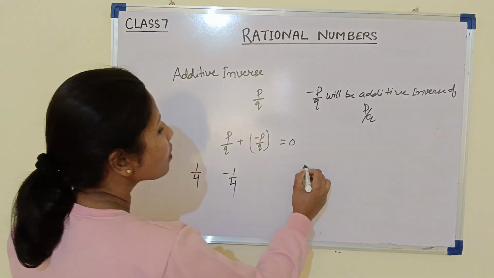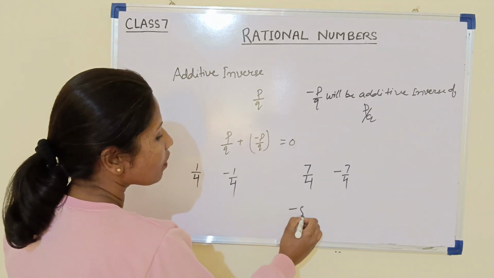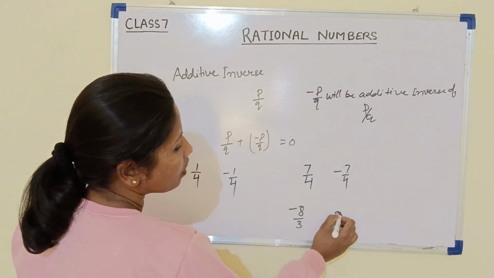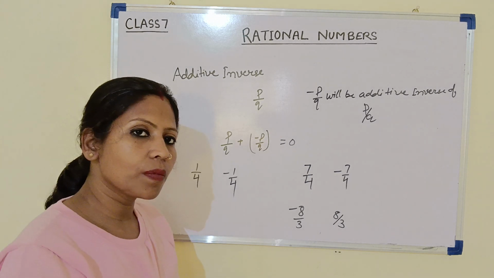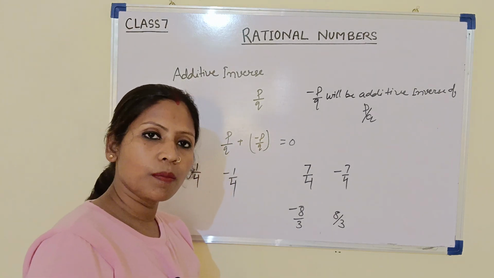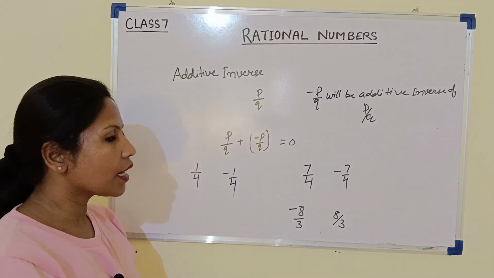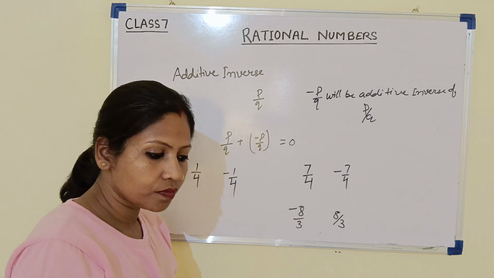If I ask you what would be the additive inverse of 7 by 4, it's minus 7 by 4. What is the additive inverse of minus 8 by 3? It's 8 by 3. So it's just a positive number. For a positive number, the additive inverse will be negative. For negative numbers, the additive inverse will be positive. Okay, so this is additive inverse. And when you add these two, it will give you a 0.